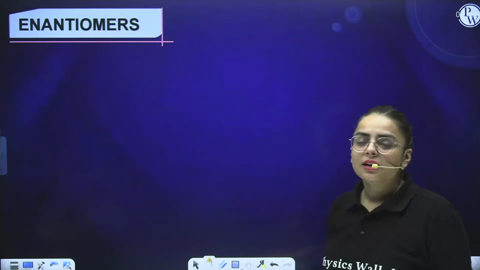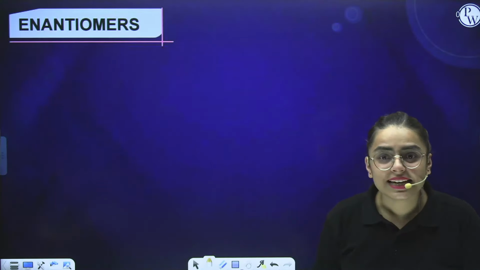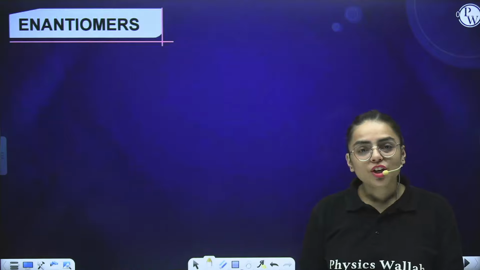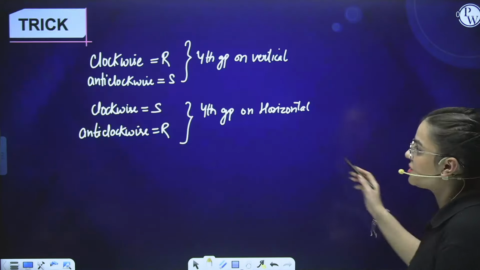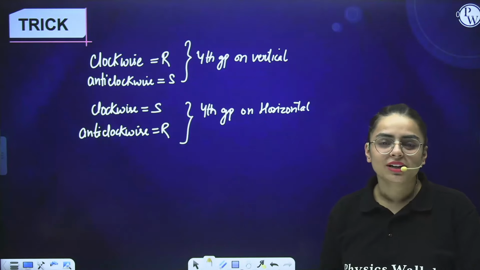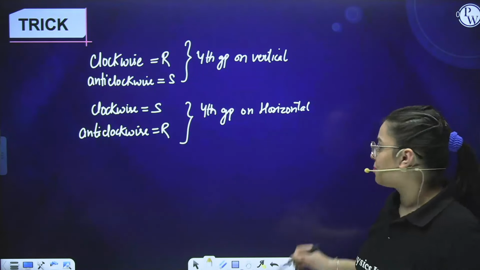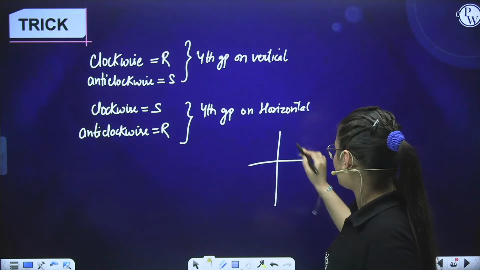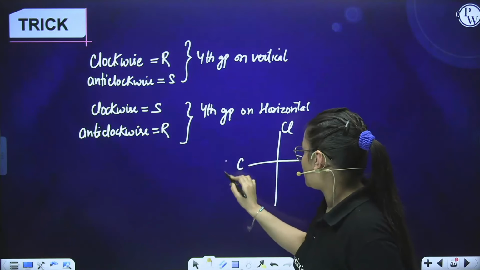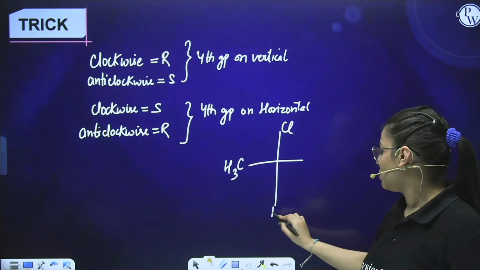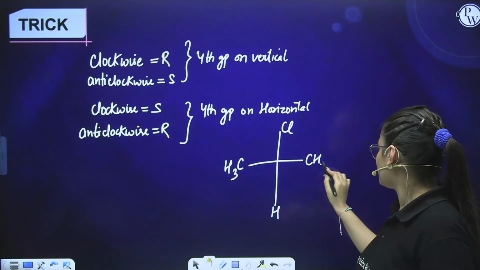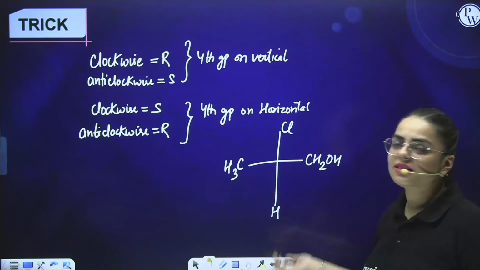Now, students, let us see the next one, that is enantiomers basically. What do you mean by enantiomers? First of all, we shall take one example for this case, for you to understand more clearly. Let us take Cl over here, CH3 over here, and I would take hydrogen, and the previous case also you can do, which we were doing, right? Let us take this case.